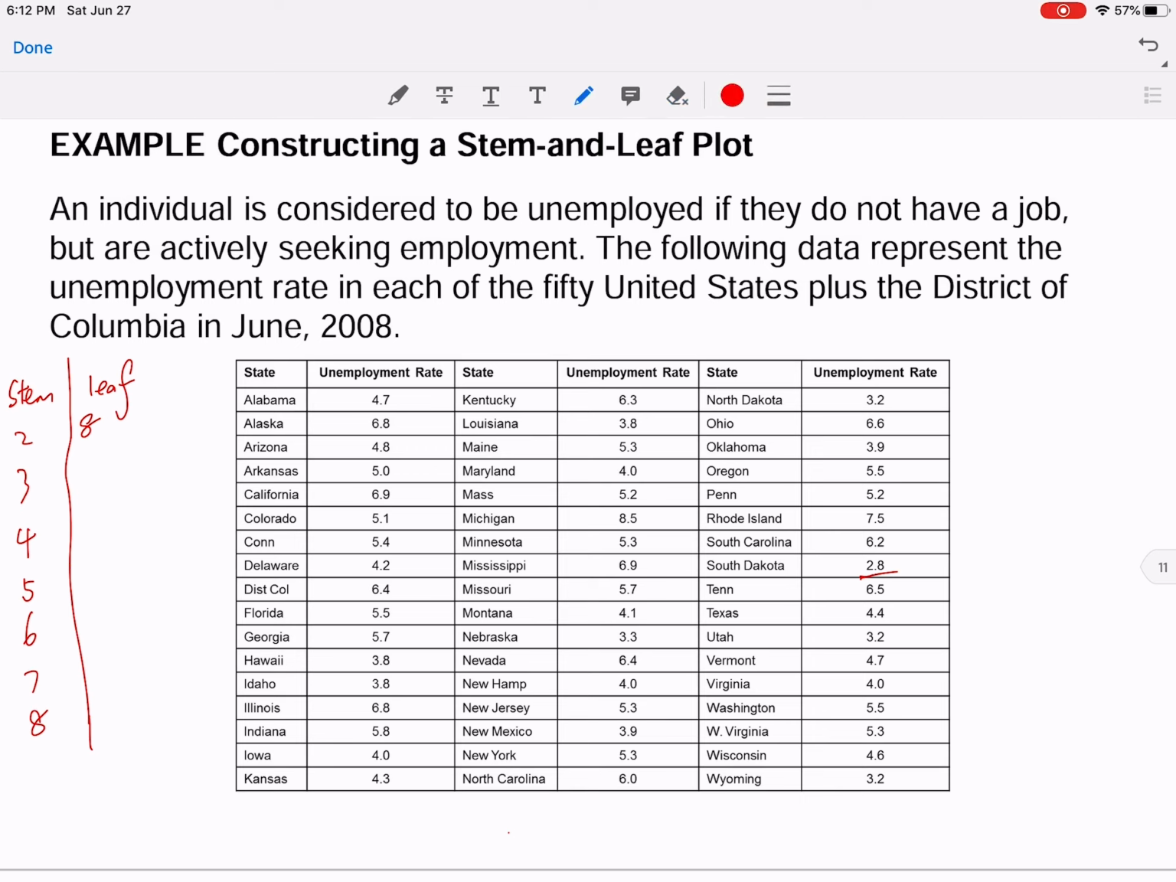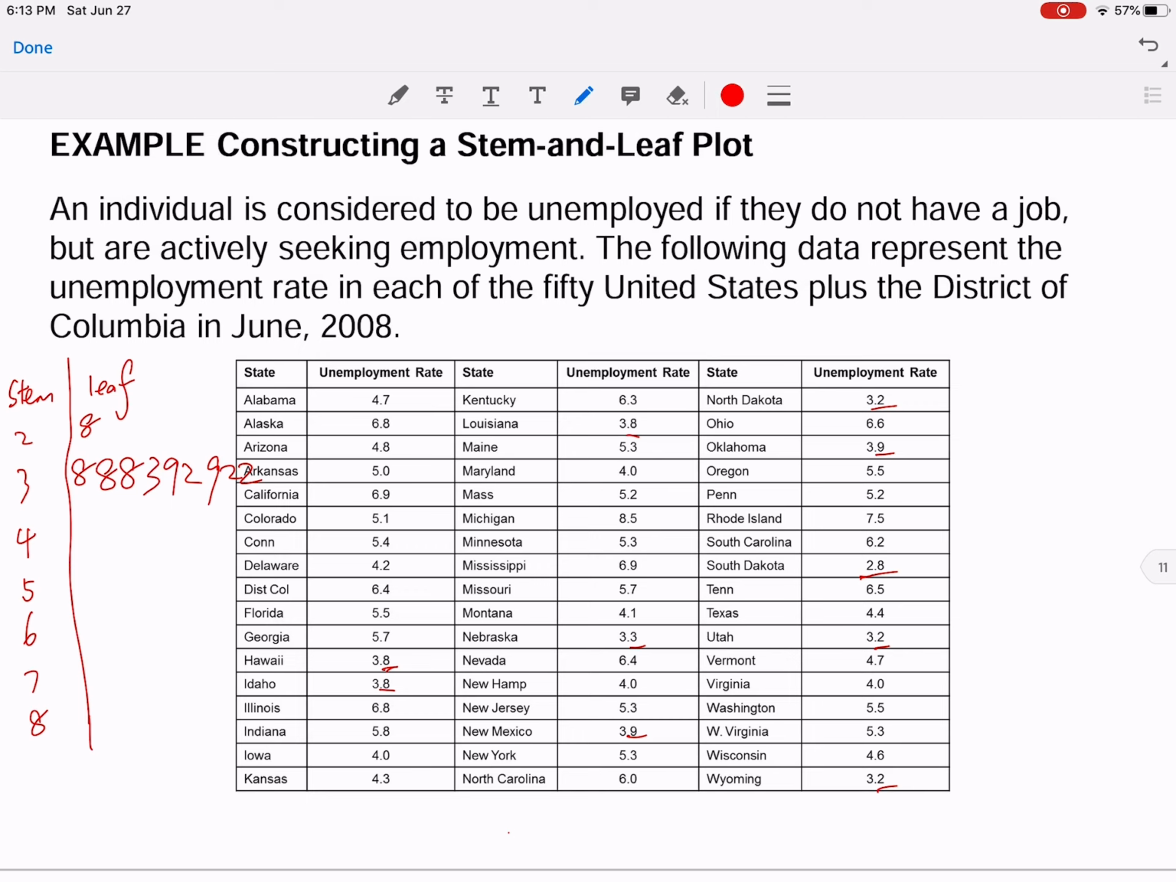With the left digit 3, we have 8, and then 8 again, and then 8 again, and then 3, and then 9, and then 2, and then 9 again, and then 2 again, and then 2 again. That's for stem 3.